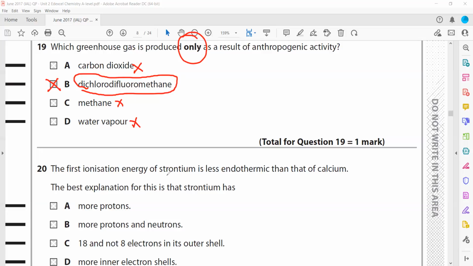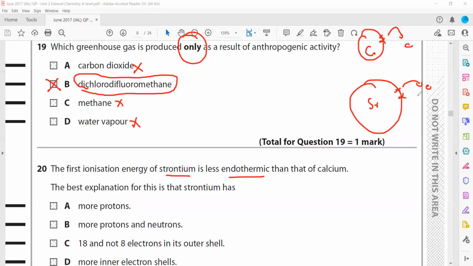The first ionization energy of strontium is less endothermic than that of calcium. If we want to remove the first electron from strontium, we don't have to supply as much energy as compared to calcium. As we go down the group, strontium is below calcium. Strontium is larger in size, calcium is smaller in size. Both belong to group 2. So if we want to remove an electron from strontium, we need less energy than is needed to remove an electron from calcium. What is the reason for that?